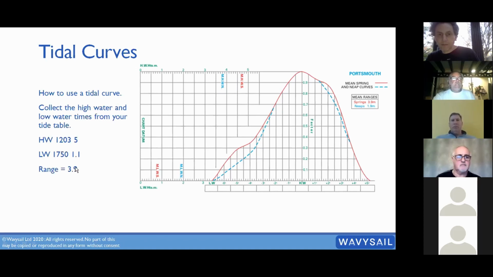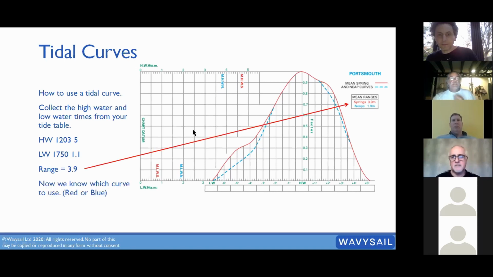There's our tide table. We collect our tide table information and we subtract our high water from our low water. That gives us our range, 3.9. We have a look at our little box here in the top right and we say, well, that's springs. 3.9 meter range is springs. So we'll definitely be using the red curve. We wouldn't use the dotted line curve. Okay, so there we got that information.